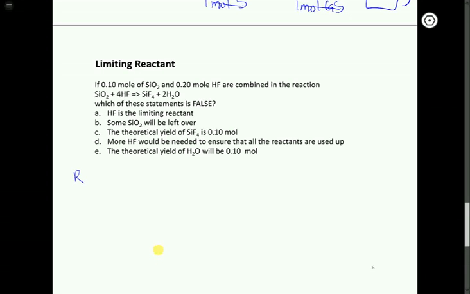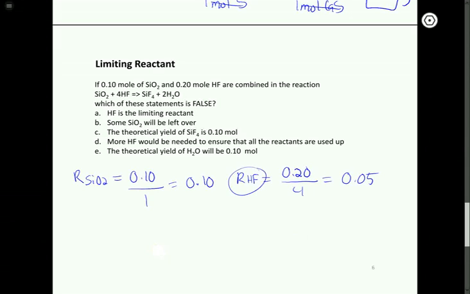So the stoichiometric ratio for SiO2, remember, it's the moles of that reactant divided by its coefficient. So we're told directly in the problem that we have 0.10 moles of SiO2, and then its coefficient in the balanced reaction is 1, so it has a stoichiometric ratio of 0.10. And then we do the same thing for HF. So we have 0.20 moles of HF, but its coefficient is 4 in the balanced reaction that we're given. So that means its stoichiometric ratio is 0.05. So that means this is the smaller value, so that's going to be the limiting reactant.